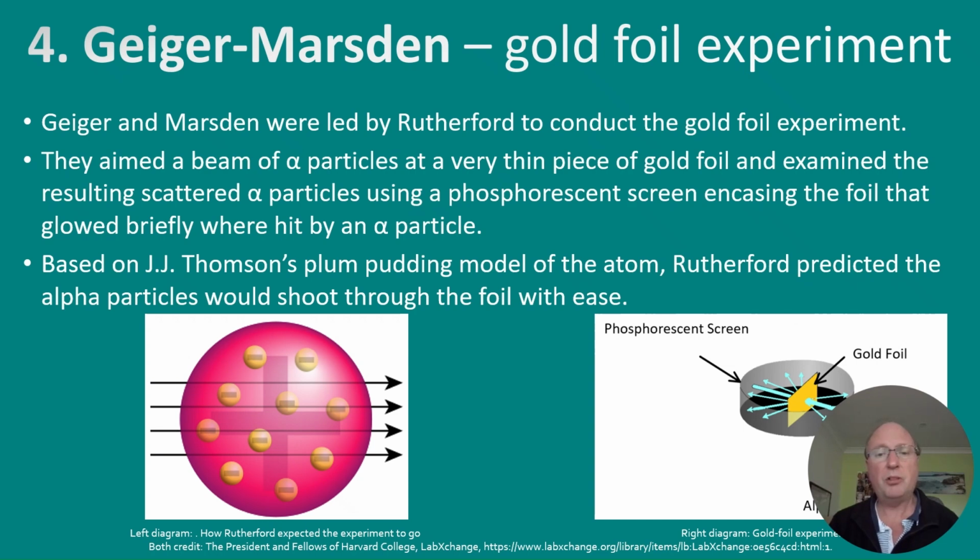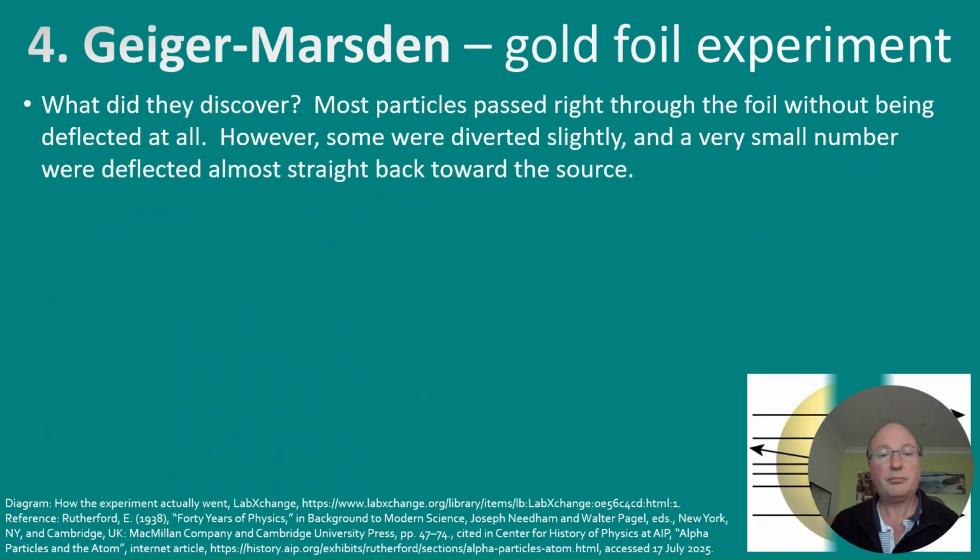Based on J.J. Thomson's plum pudding model of the atom, Rutherford predicted the alpha particles would shoot through the foil with ease, as shown in this diagram on the left. What did they discover? They discovered that most particles passed right through the foil without being deflected at all. However, some were diverted slightly, and a very small number were deflected almost straight back to the source.